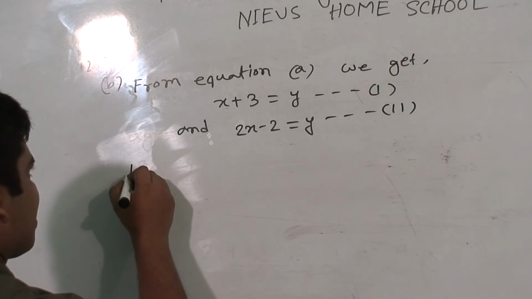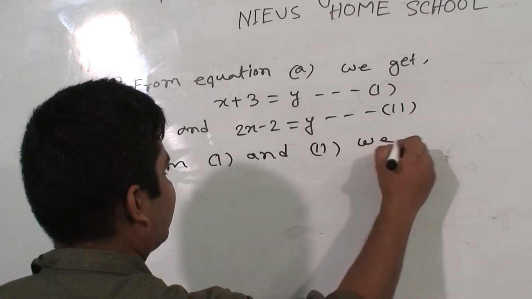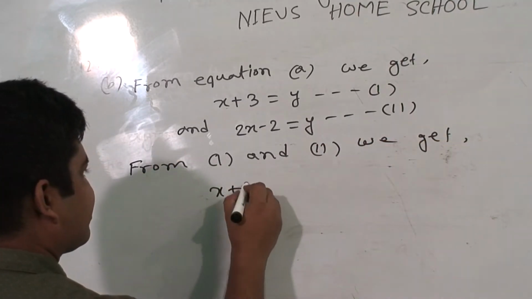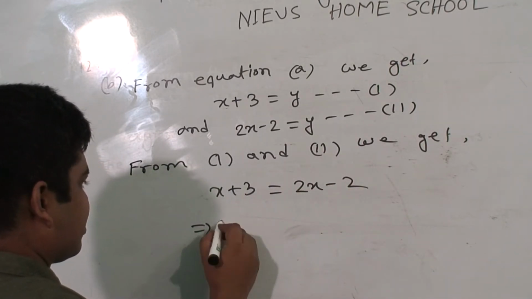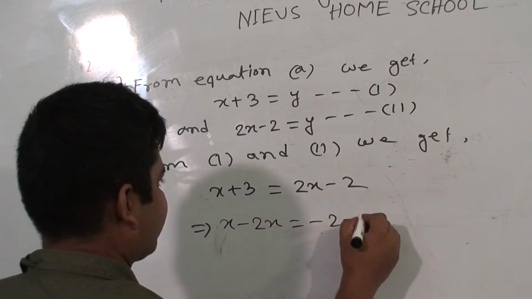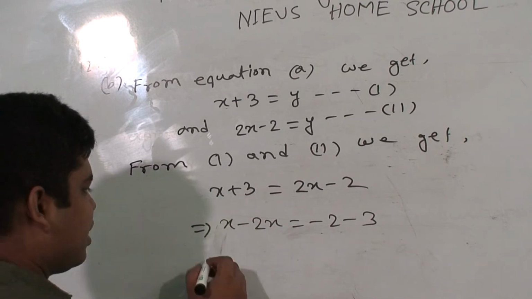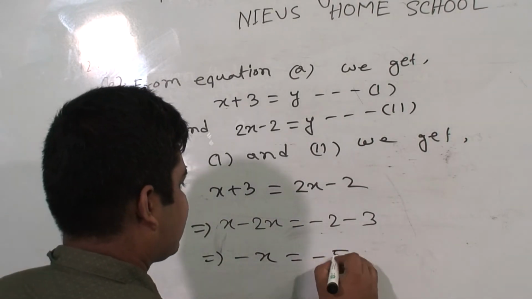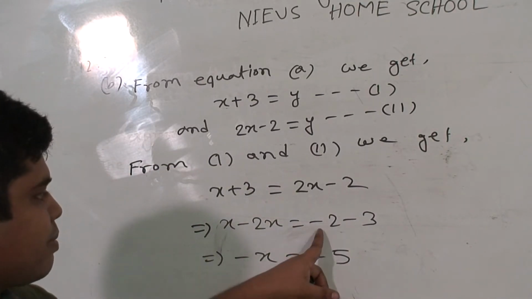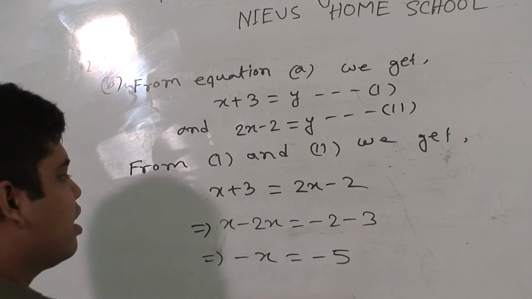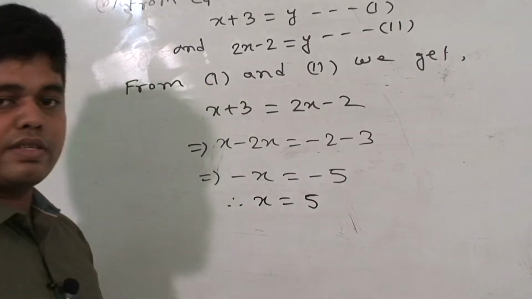From 1 and 2 we get x plus 3 equals twice x minus 2, so x minus twice x equals minus 2 minus 3. Why? Because twice x changes position and 3 also changes position. That means minus x equals minus 5. How? If we subtract twice x from x, then we get minus x. If I add minus 2 with minus 3, then we get minus 5. Multiply both sides by minus 1 and we get x equals 5. This is the value of x.